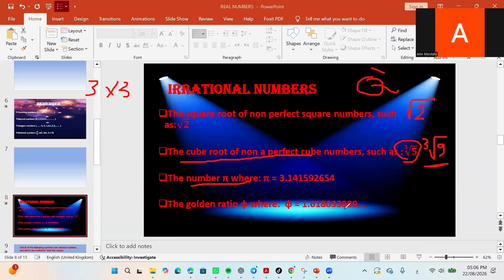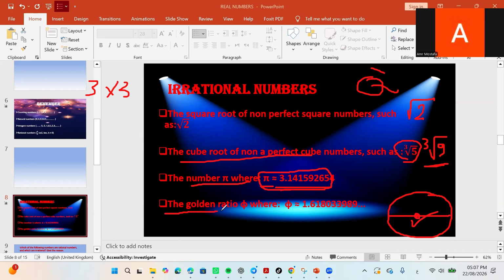So the first type is the square root of non-perfect squares, the second is the cube root of non-perfect cubes, and the third is the number pi. What is pi? Pi is the ratio between the circumference of a circle and its diameter. This is pi, which equals 3.141592654.